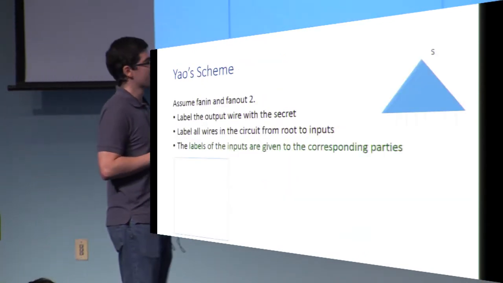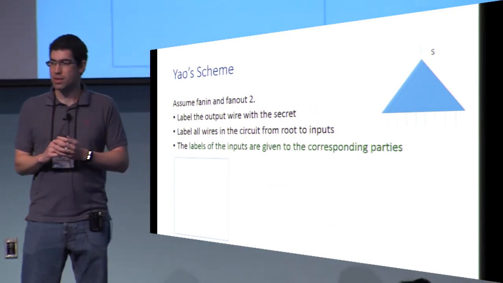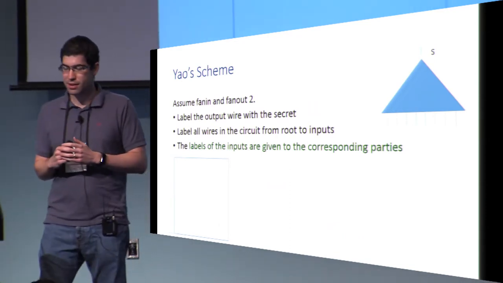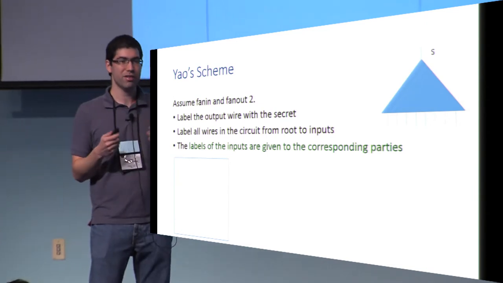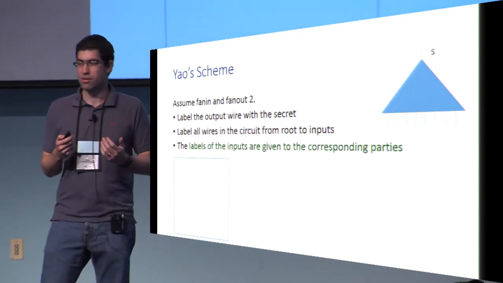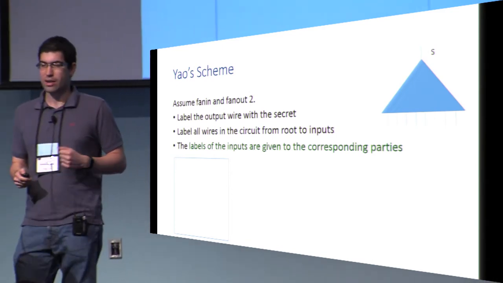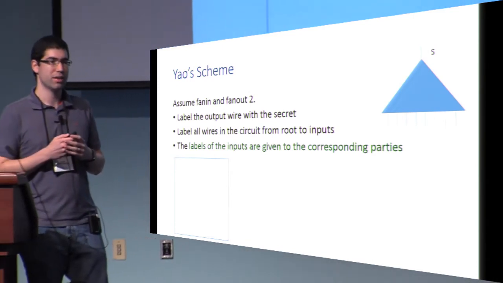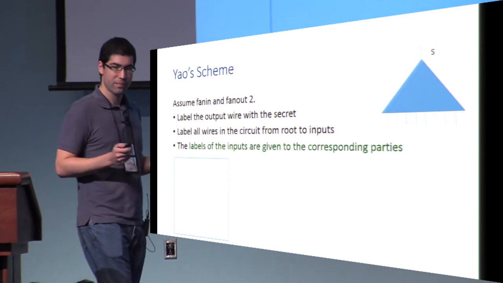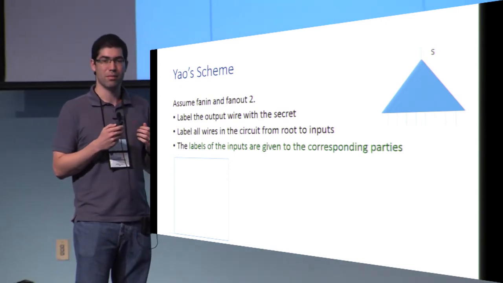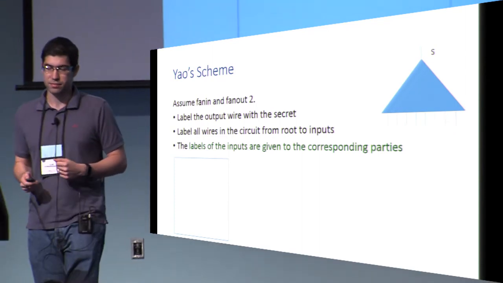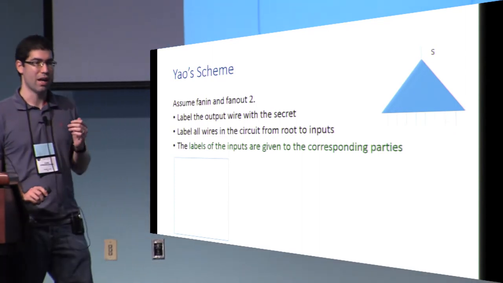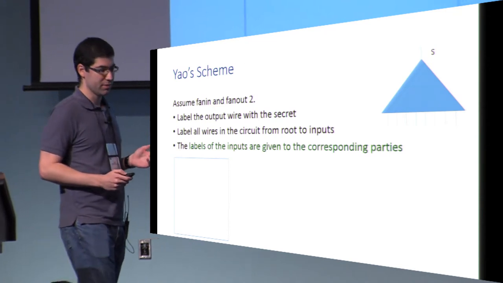Okay. So I'll continue with the description of Yau's scheme, and then I'll show our analysis. Yau's scheme works as follows. You give me the Boolean circuit, which describes the access structure, and I am going to label each wire in the circuit with some label. The labels of the input wires are going to be the shares of the parties. So we start by labeling the output wire with the secret.